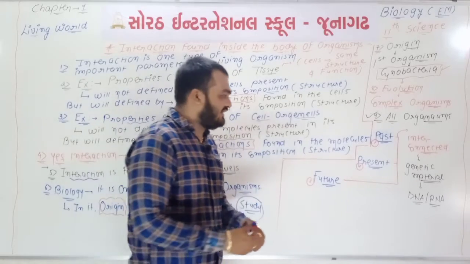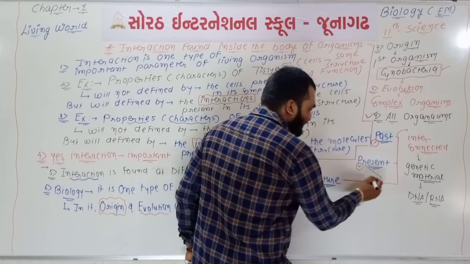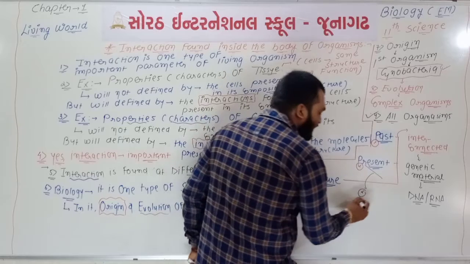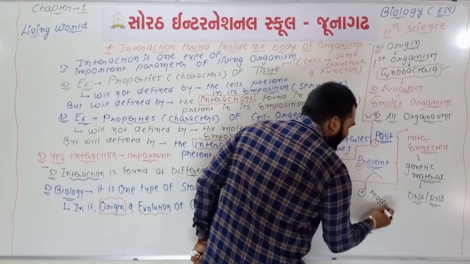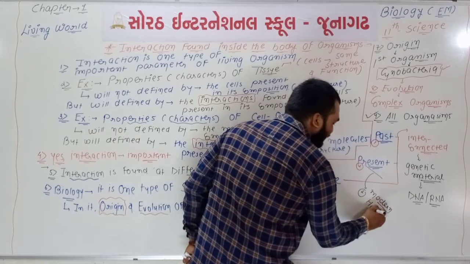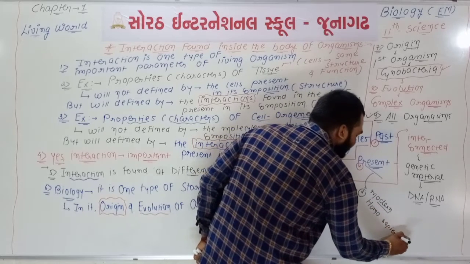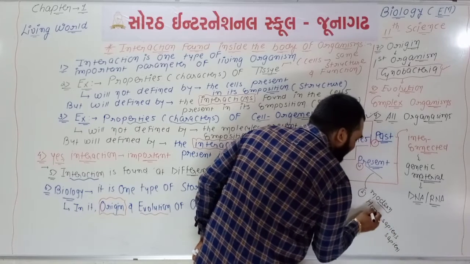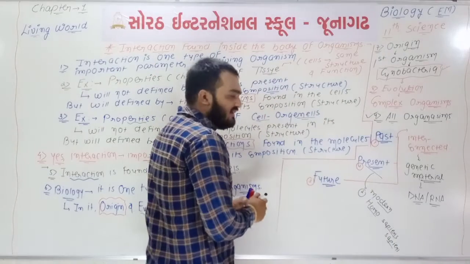For example, if we talk about humans, then we are here. You know that the current modern humans' scientific name is Homo sapiens sapiens. It is the scientific name of modern humans. So presently we are modern humans.